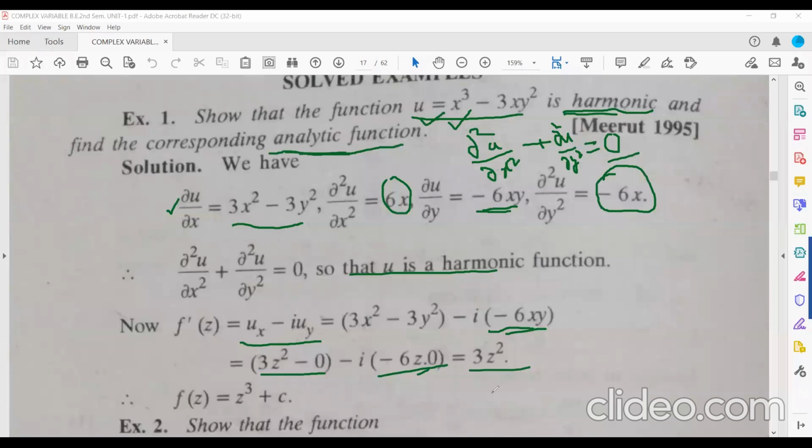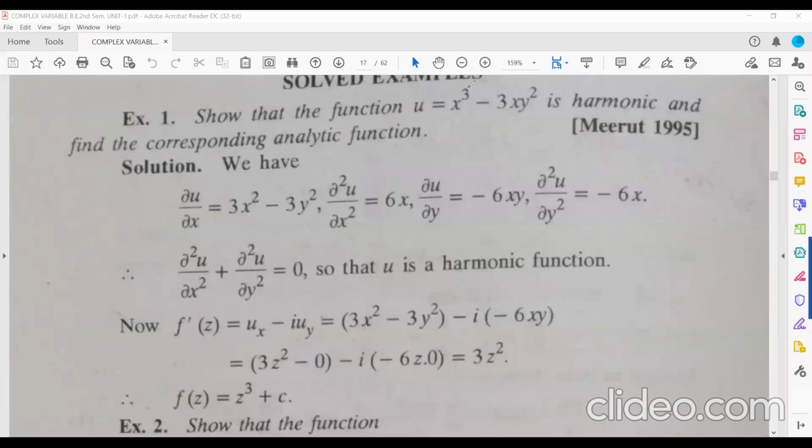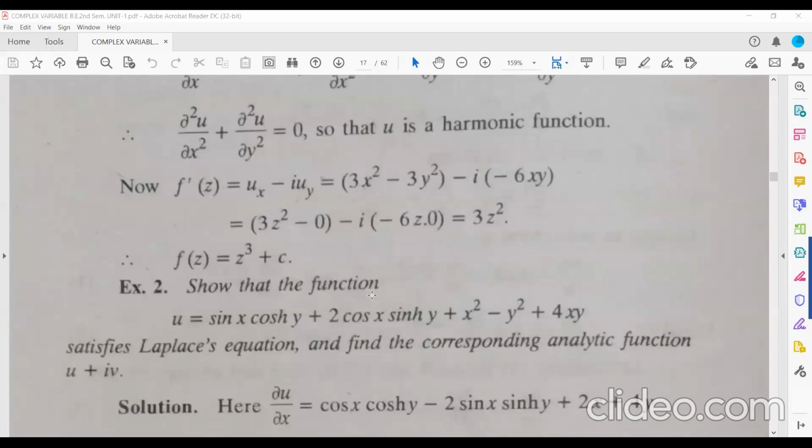If you need to find v from here, what you'll do is, in place of z, just put x plus iy, and then you have x plus iy whole cube. Then you break it using the (a plus b) whole cube formula. And then you separate the real and imaginary part. So the real part will be this one, and then you will get the imaginary part here, and that will be the v part. Next we do one more problem, then it will be more clear.